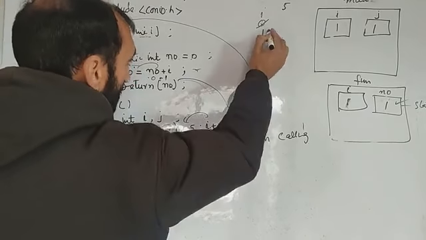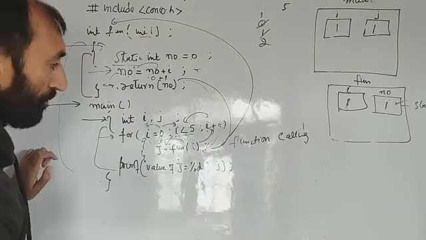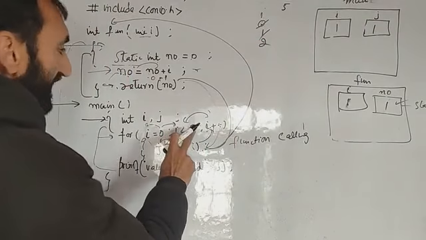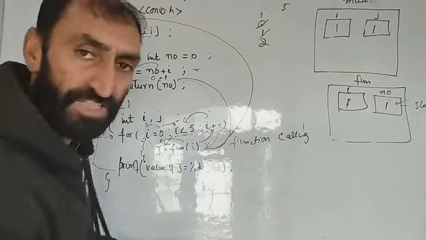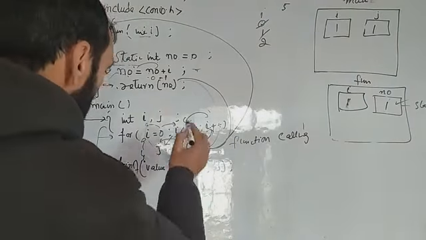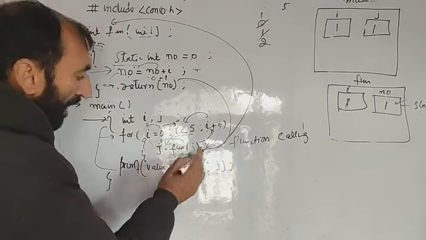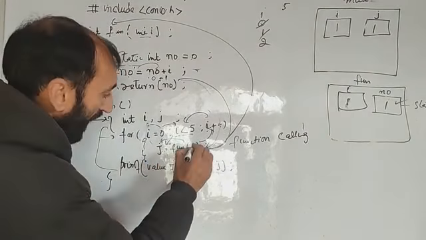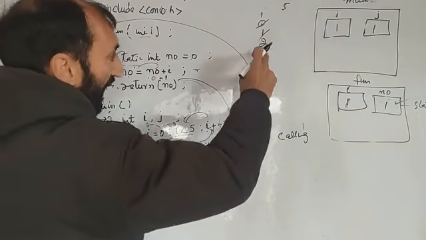I was 1, so it becomes 2. Condition check: i less than 5, 2 less than 5, is that false? No, the condition is true. The control goes inside, and the fun function gets called. What is i? I is 2.